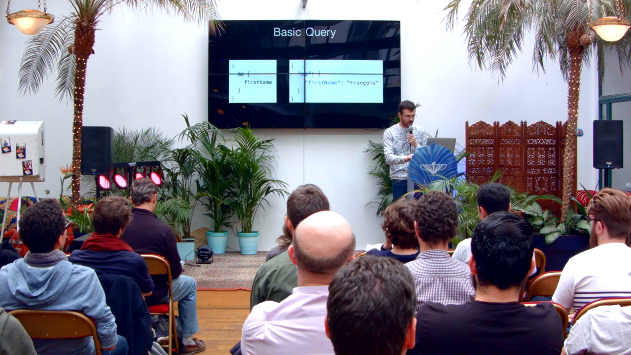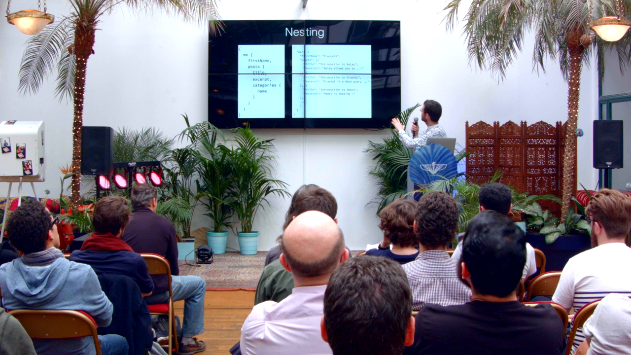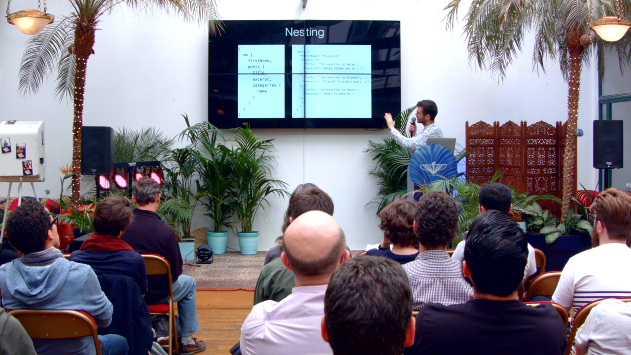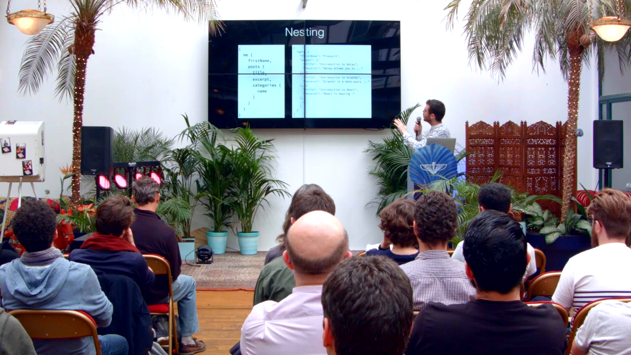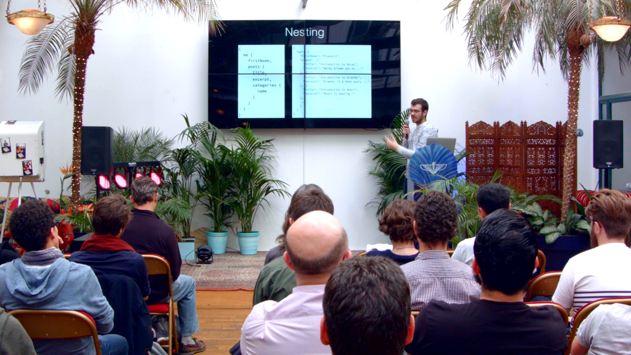And we can really nest how we ask the different field of our data. Here I'm asking my first name, but the list of my post, the title of this post, the excerpt, and the categories of this post. And again, GraphQL will return a JSON response that has the exact same shape than my query. And the cool thing here is that GraphQL won't give me back fields that I don't need. I might have a last name. I didn't ask for it. It won't give me my last name. Same thing with ID, et cetera, et cetera.